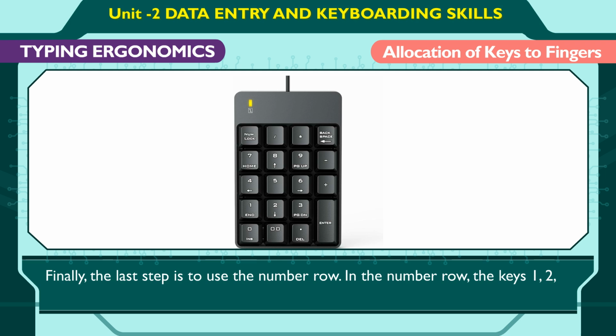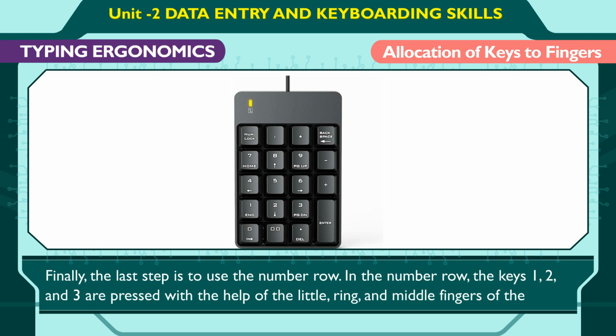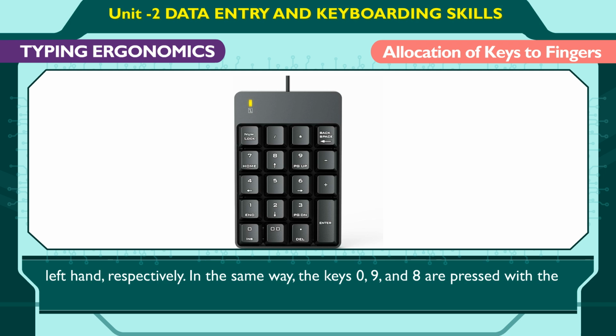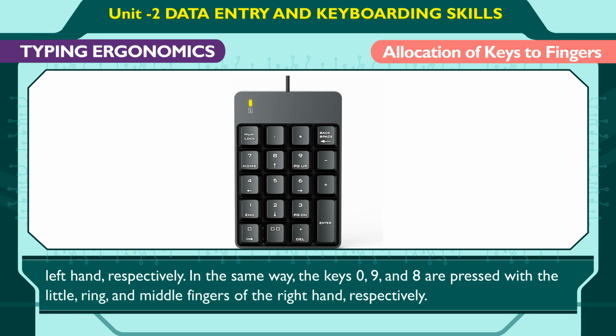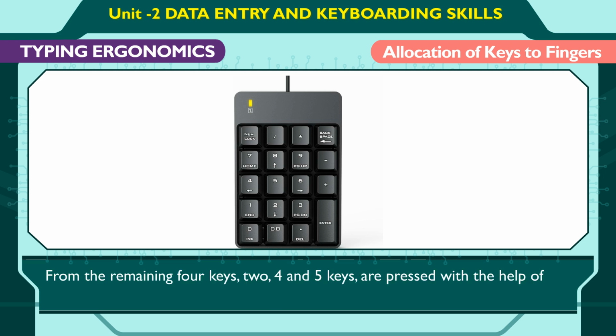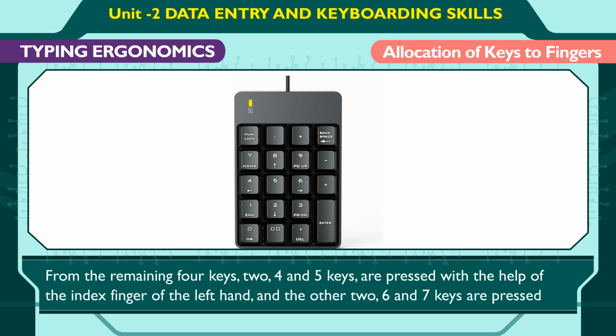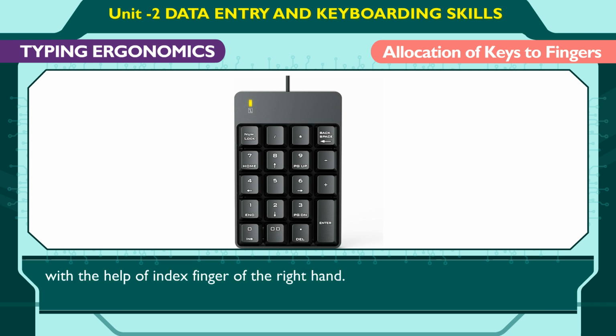Finally, the last step is to use the number row. In the number row, the keys 1, 2 and 3 are pressed with the help of the little, ring and middle finger of the left hand respectively. In the same way, the keys 0, 9 and 8 are pressed with the little, ring and middle fingers of the right hand respectively. From the remaining 4 keys, 4 and 5 keys are pressed with the help of the index finger of the left hand and the other 2, 6 and 7 keys are pressed with the help of index finger of the right hand.